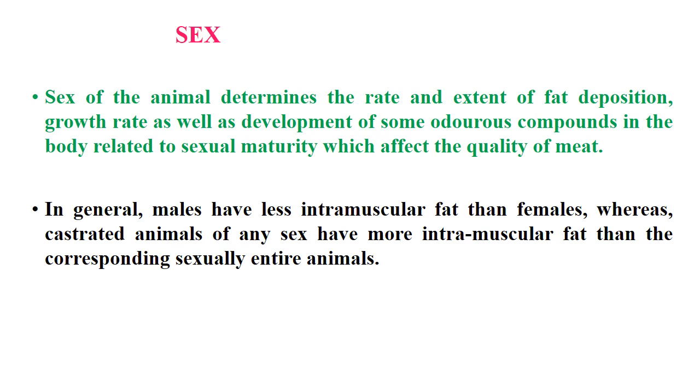In general, males have less intramuscular fat than females, whereas castrated animals of both sexes, male and female, have more intramuscular fat than the corresponding sexually uncastrated or entire animals. That means in the case of females, the fat will be more, so that will make a difference in flavor and tenderness. If it is castrated, in both male and female, the intramuscular fat, that is marbling, will be more, so meat quality will be better than the uncastrated ones.